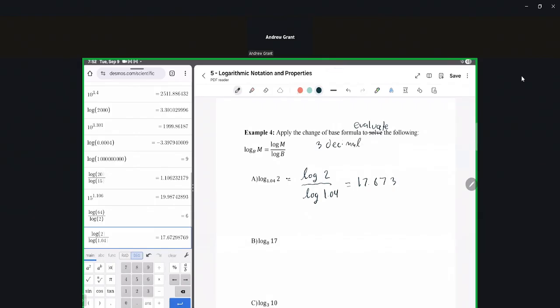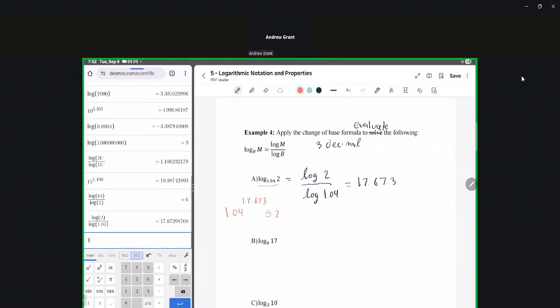Okay. And again, what does this mean? Well, if you have a look at this answer, that means if we take 1.04 to the power of 17.673, we should get about 2. And again, we had to round part of our answer off, right? So our answer will be off by a tiny bit.